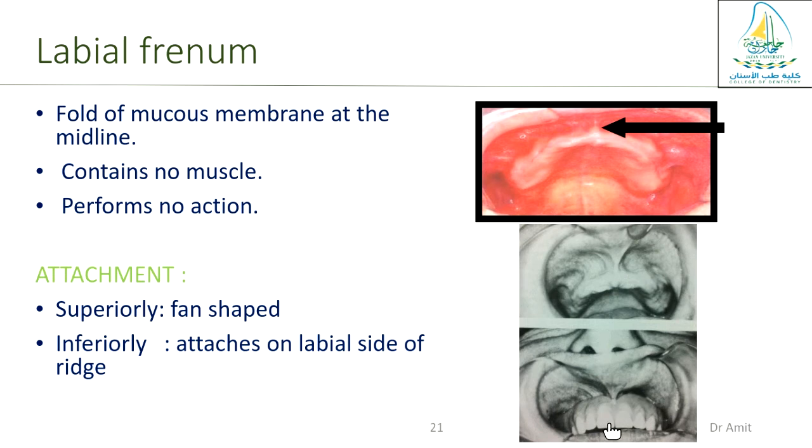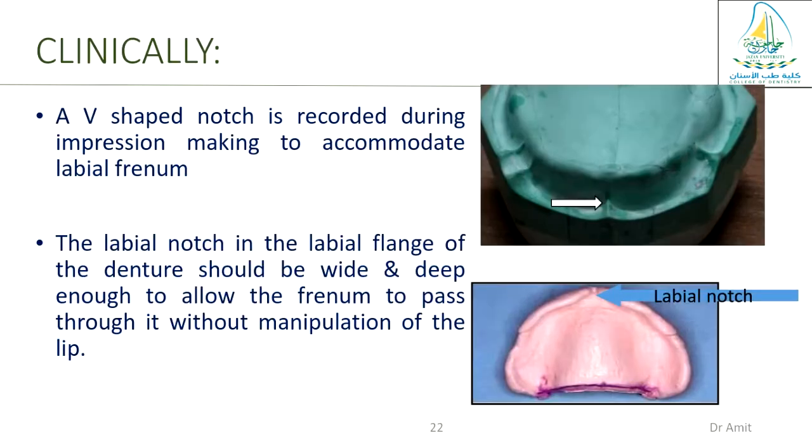It is just a fold of mucous membrane which is present in the midline of the maxilla. So clinically, a V-shaped notch is recorded. This is an impression that you will be seeing in your impression section of the complete denture. When you make an impression, a notch will be recorded here because of the movement of the labial frenum. So the same notch should be present in your complete denture, so as to provide some space for the movement of the labial frenum.